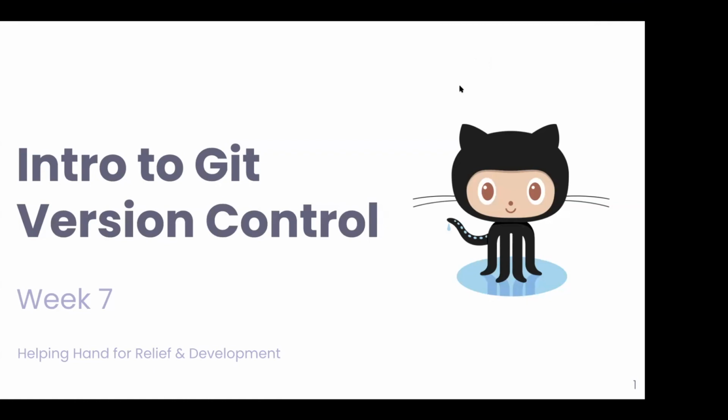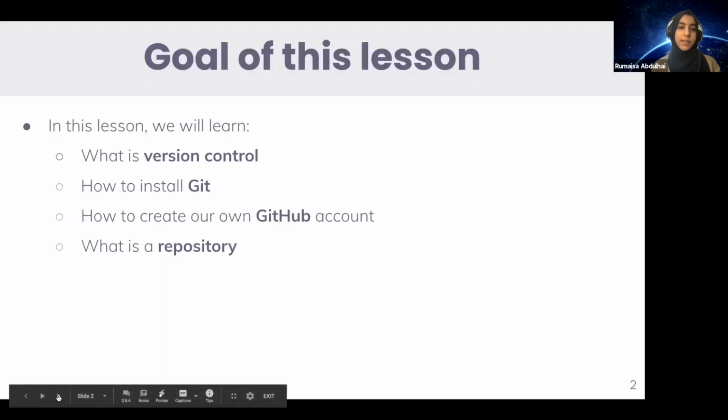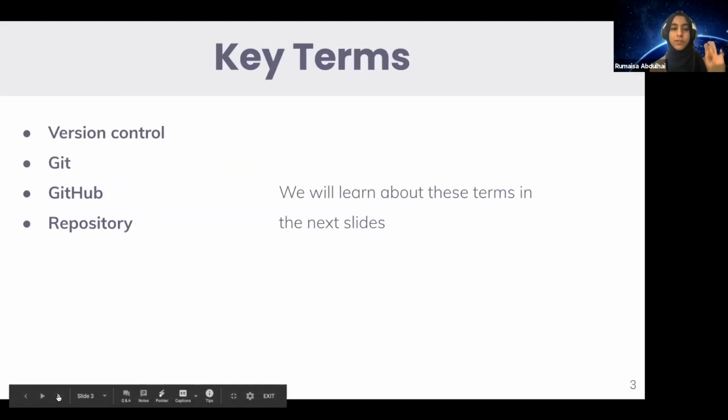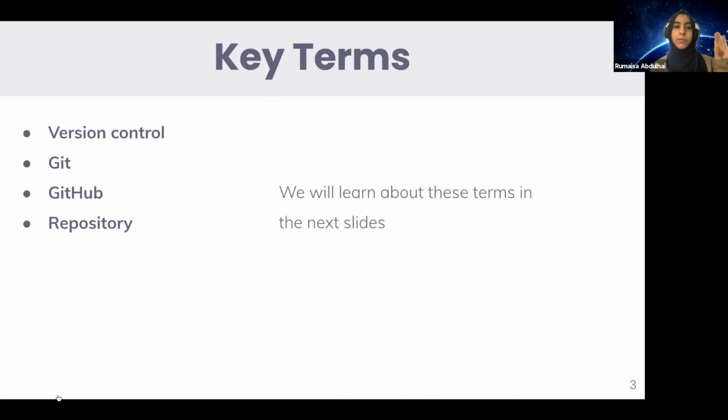Okay. Today we're going to be learning about Git, which is a version control system, and we'll learn more about what a version control system is. We'll learn what version control is, what Git is, and how to install Git. We're going to create our own GitHub account, inshallah. We'll learn more about what that is, and we'll also learn about what a repository is. So just remember, we're going to learn about these four terms: version control, Git, GitHub, and repository.